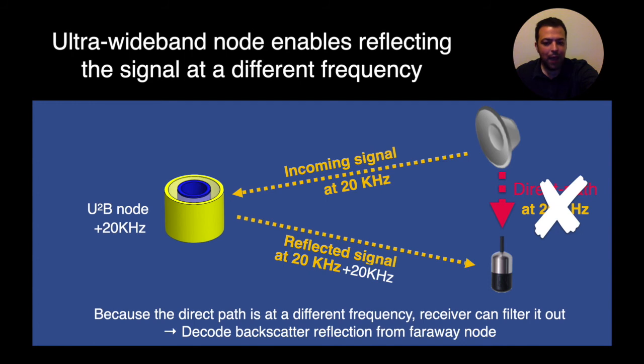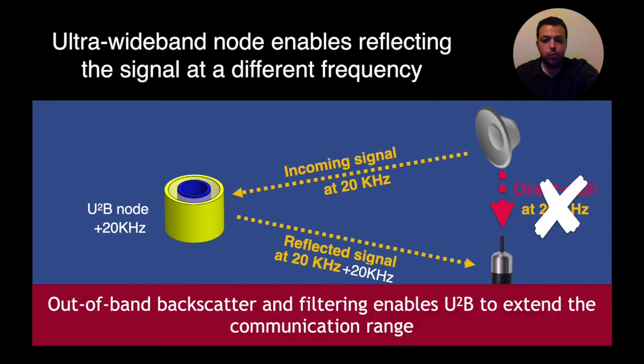And because of that, it can decode the backscatter reflection from far away nodes. The conclusion here is, using an ultra-wideband node, we can do out-of-band backscatter, and then we can filter the direct path signal, which enabled U²B to extend the communication range.